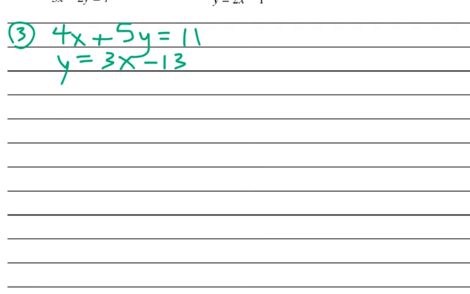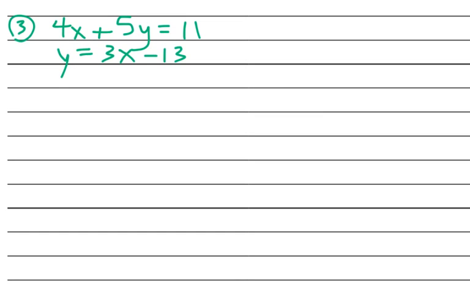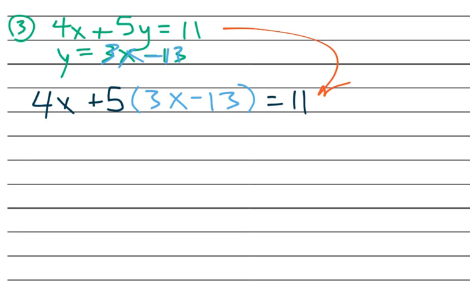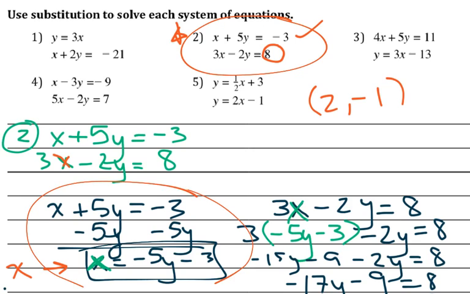Number 3, I might not talk about as thoroughly. Okay, so we've got the problem rewritten, and I'm looking at this, and it's like, well, 3x minus 13 is already solved for. So I'm going to write 4x plus 5 times y, which is 3x minus 13. And that's going to be equal to 11. So that's this equation rewritten. And since y was already by itself, we didn't have to do all the work like we did here.